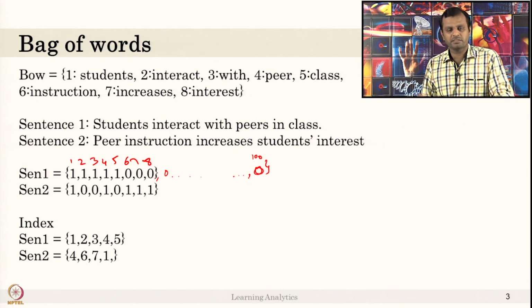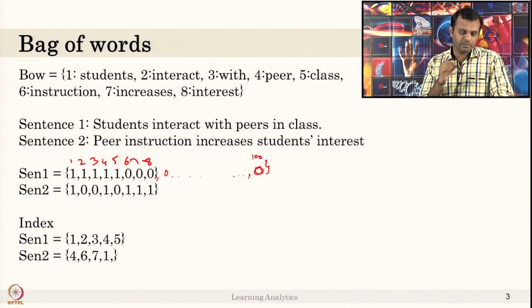So, in order to avoid the sparseness in the vector or the sentence formation, we can also use the index instead of the particular position. We can mark the index. For example, student occurred in index number 1, interact occurred in index number 2, with occurred in index number 3, peer index number 4, class index number 5. So, instead of writing each and every vector in a complete dictionary form like this, you can only say how many words the particular sentence has.